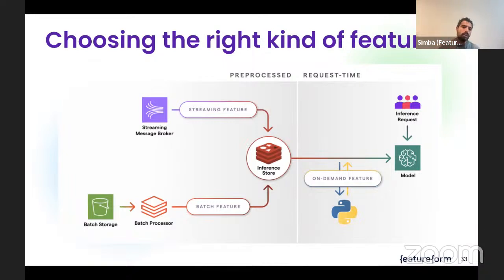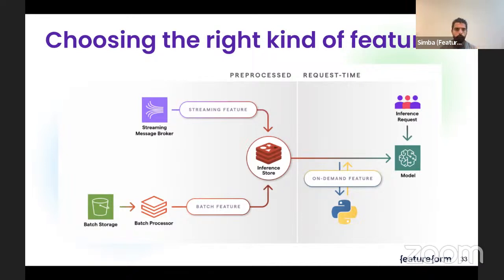For example, a user is making a comment, or let's say a review on a product, and you want to do sentiment analysis on it. Well, you won't have the review until the request time. So the features that depend on the comment have to be generated at request time. So this is another example of using an on-demand feature.